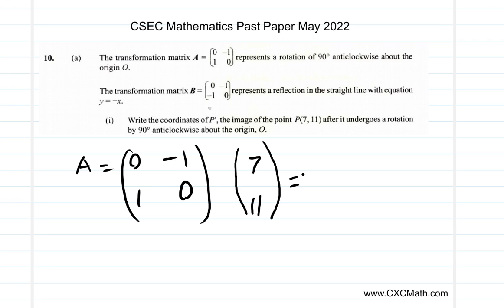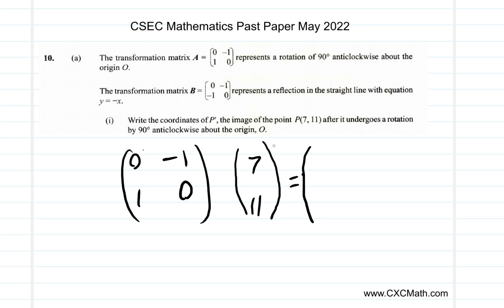So when you multiply these matrices, what are you going to get? Remember, it's rows by columns. You would not have been able to multiply 7, 11 by 0, negative 1, 1, 0, where the 7 and 11 is on the left. No. If you remember your matrices and multiplication, you can only multiply when the 7 and 11 is on the right. Okay, let's multiply it out.